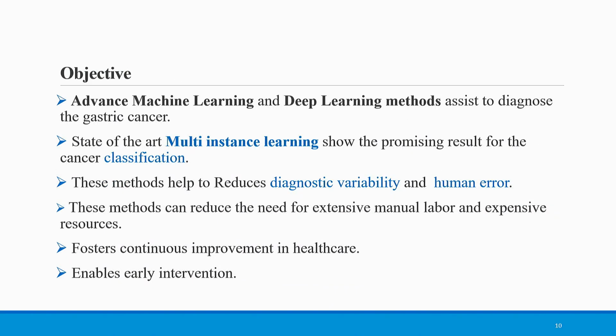Objective: advanced machine learning and deep learning methods assist in diagnosing gastric cancer. State-of-the-art multi-instance learning is showing promising results for cancer classification. These methods help to reduce diagnostic variability and human error. They can reduce the need for extensive manual labor and expensive resources, foster continuous improvement in healthcare, and enable easy intervention.